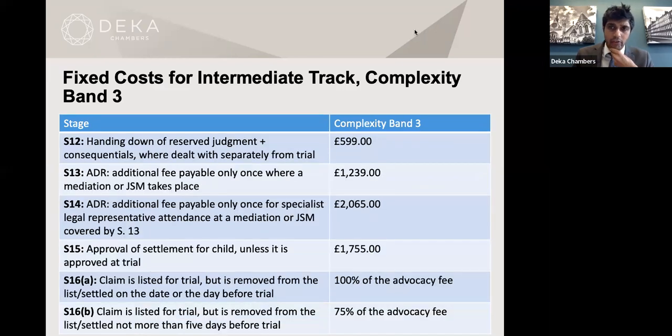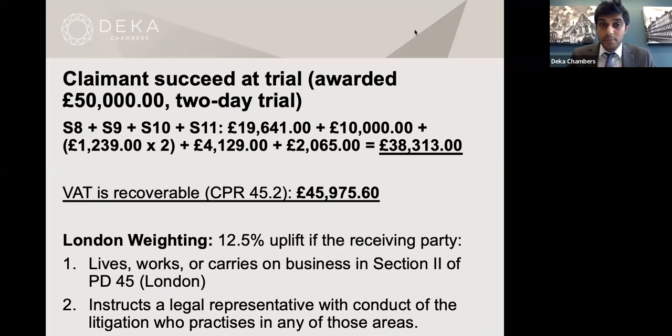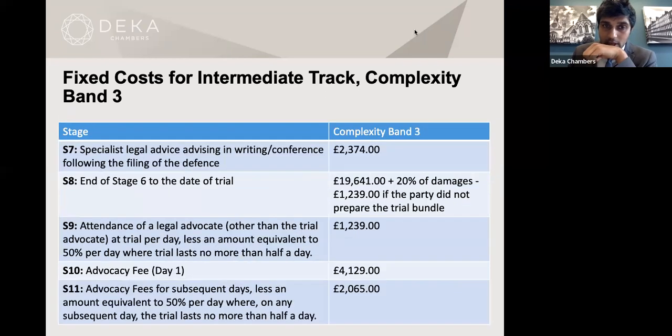So let's take, for example, Astrid's estate and dependents go to trial, and she succeeds. She's awarded £50,000. It's a 2-day trial, and let's assume that there've been no Part 36 offers, so there'll be no Part 36 consequences. How do you calculate the fixed costs? To my mind, the first thing you look at if you're going to trial is S8, which is the end of stage 6 to the date of trial. And that sets out £19,641 plus 20% of damages, minus £1,239 if the party did not prepare the trial bundle.